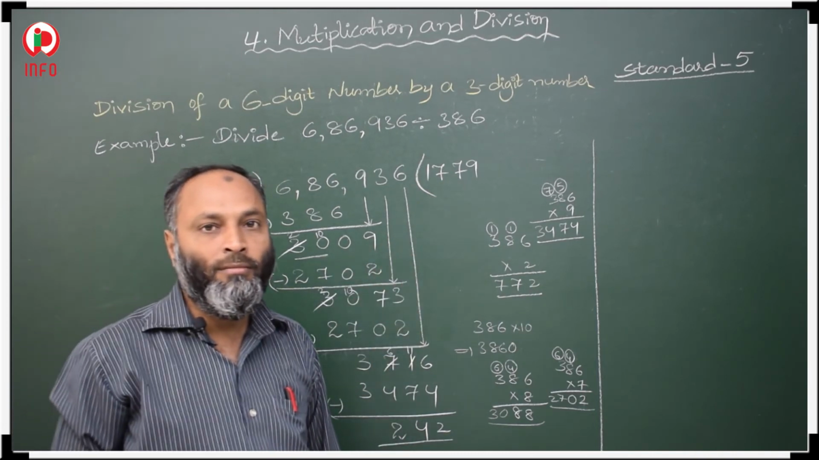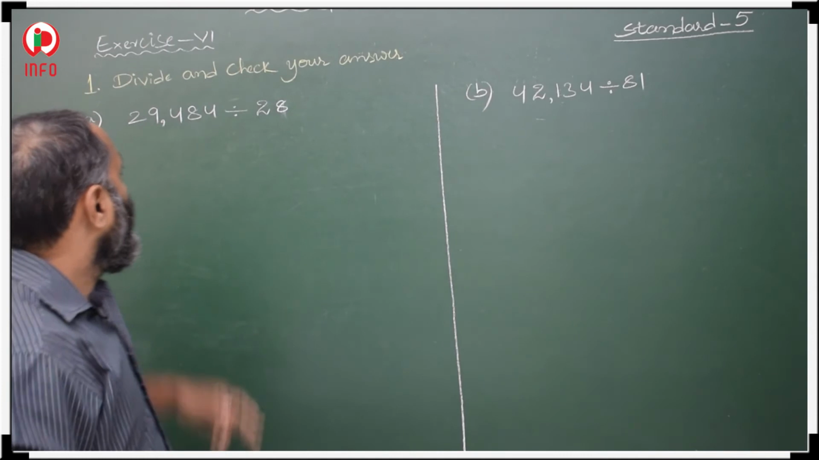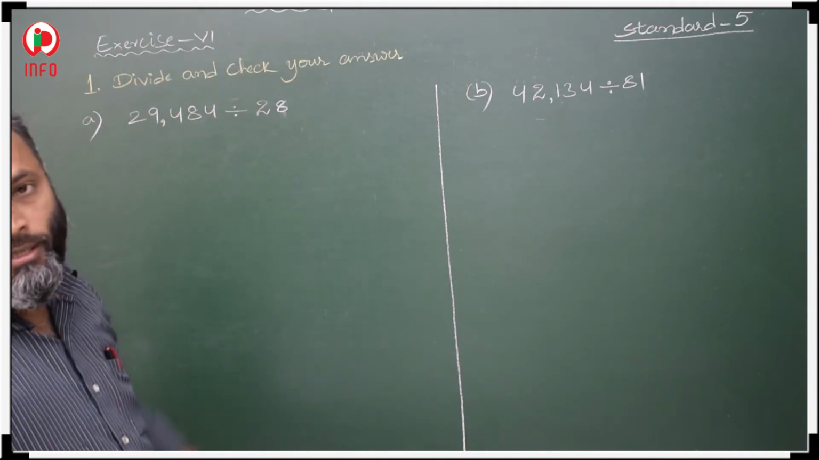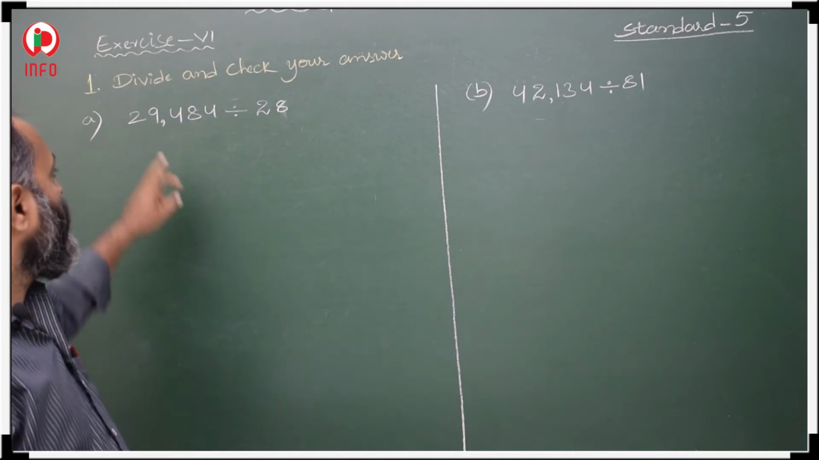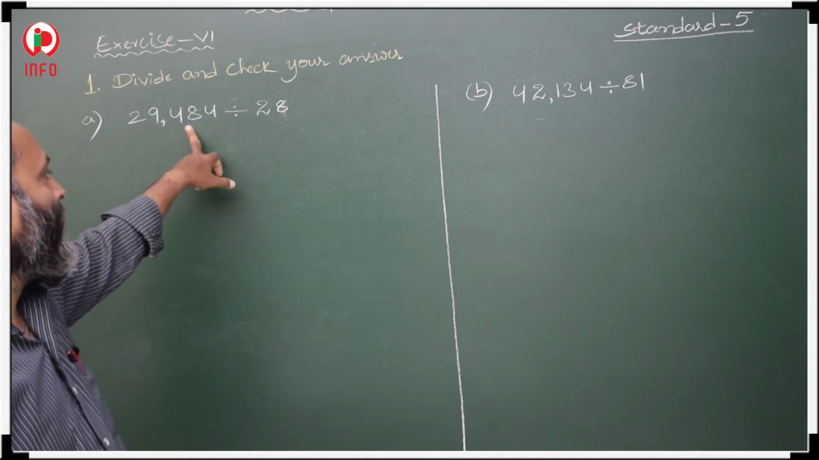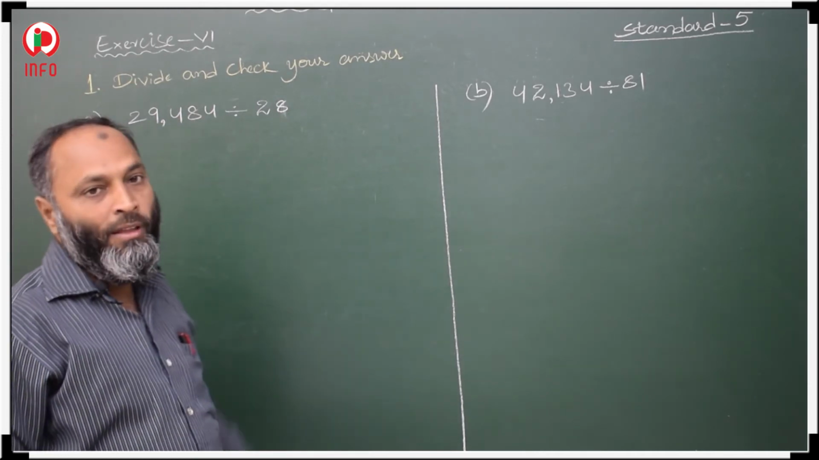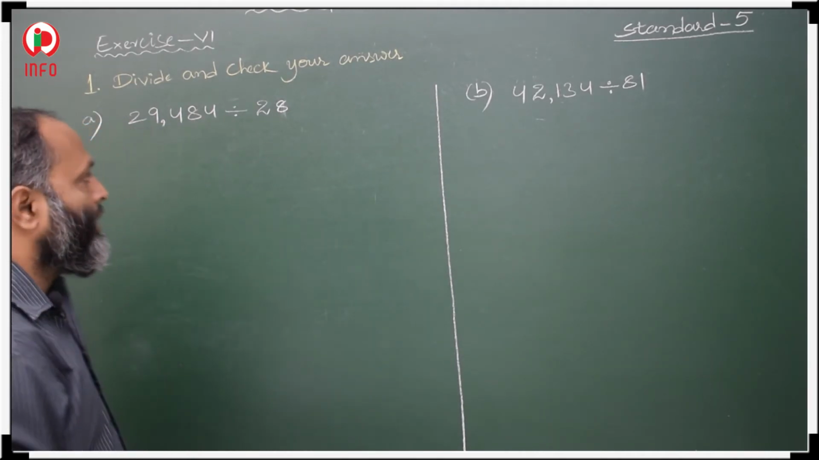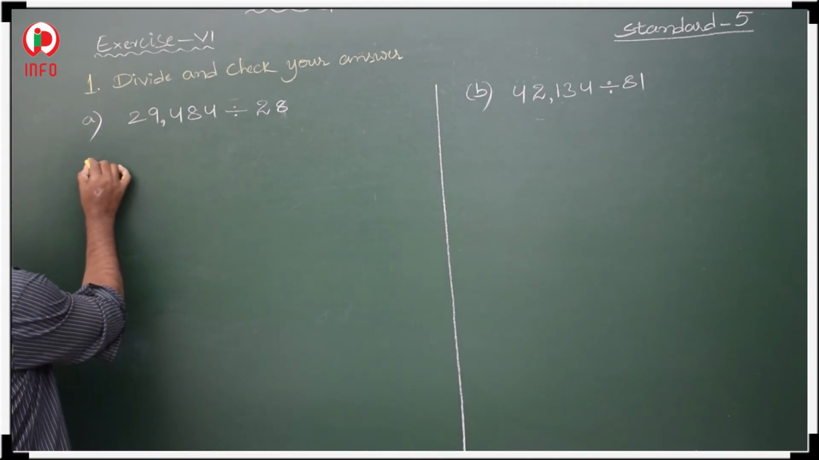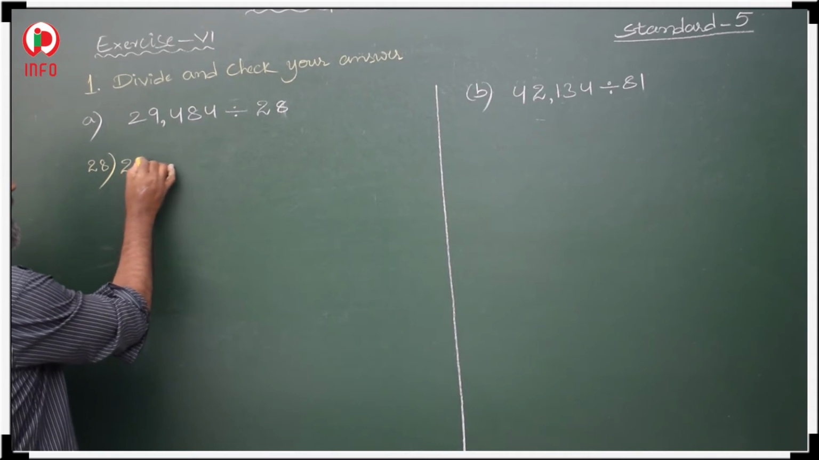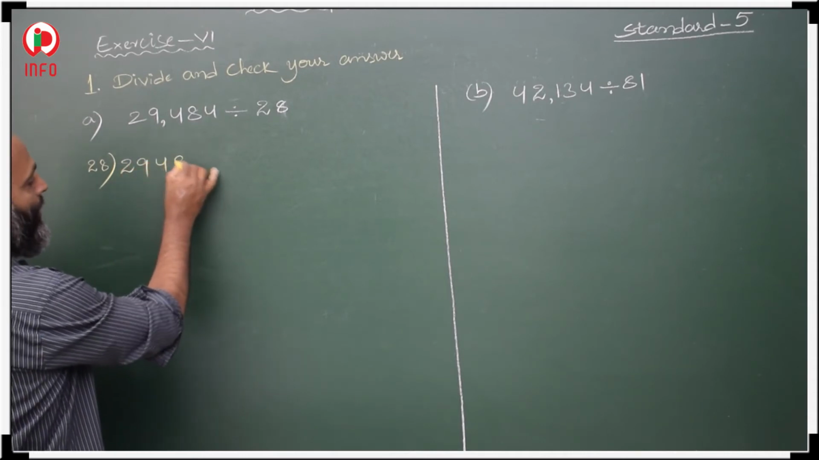Okay. Now student, in exercise 6 we have to divide and check our answer. First, what is there? 29,484. It is a 5-digit number. So this 5-digit number we have to divide with a 2-digit number. So now you take 28 divides 29,484.